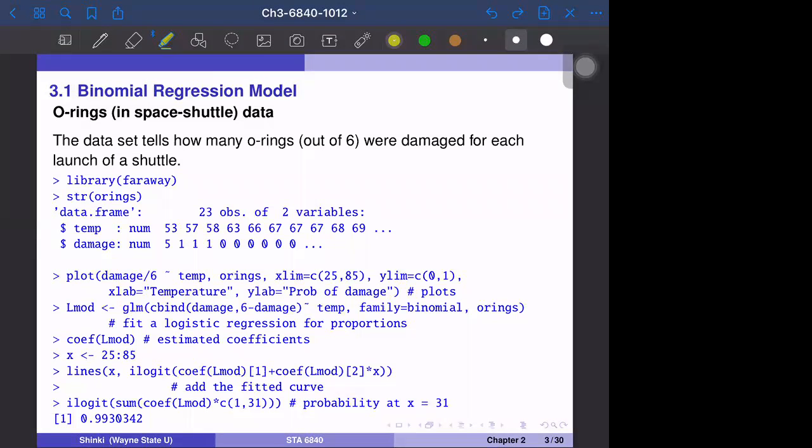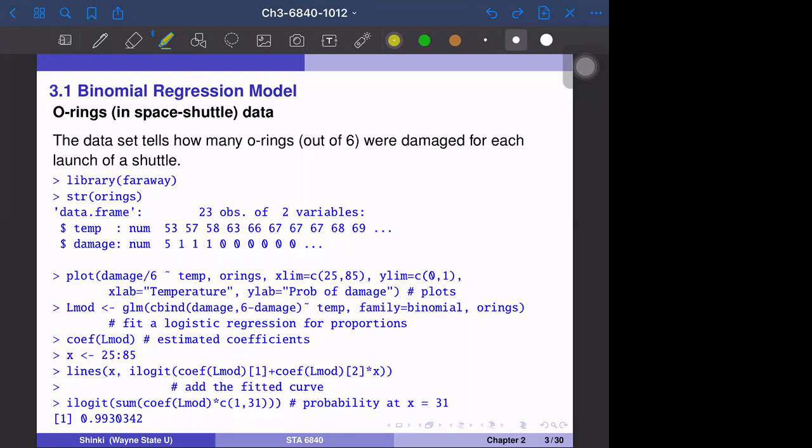Hi everyone, section 3.1, the binomial regression model. I will discuss the model and also sample data. So first, the sample data. This is the O-rings data for the Space Shuttle.